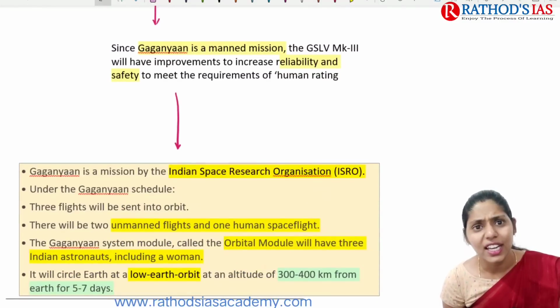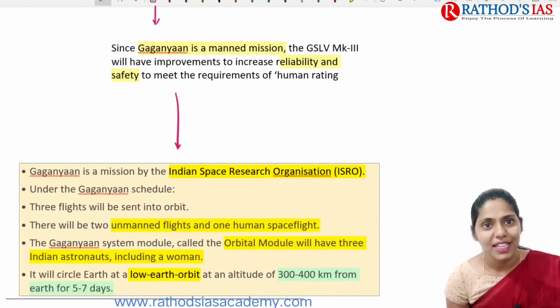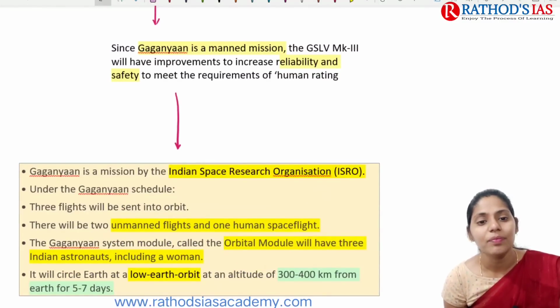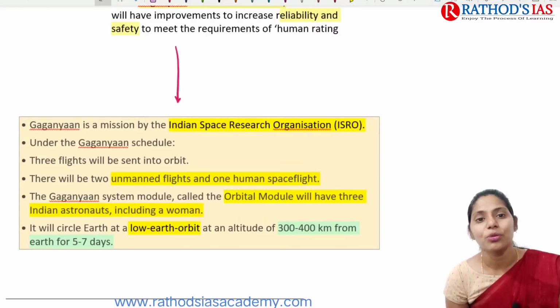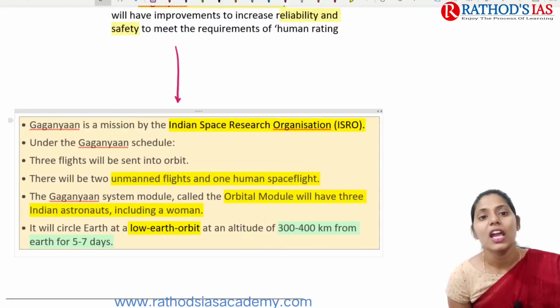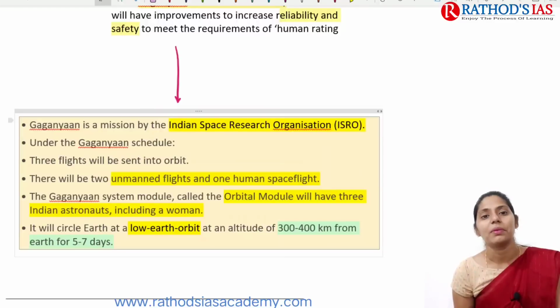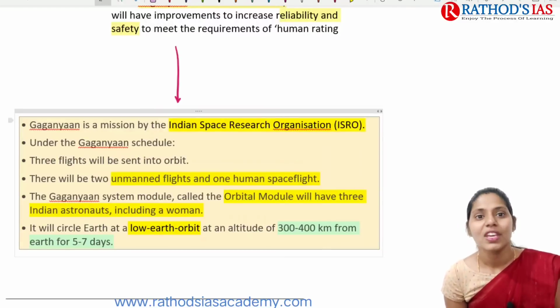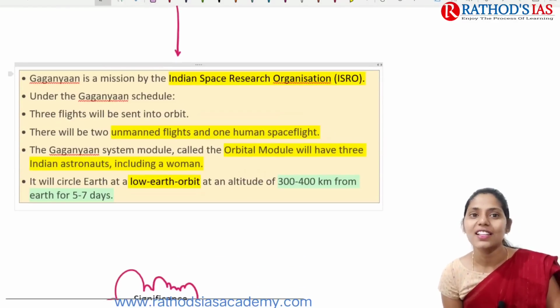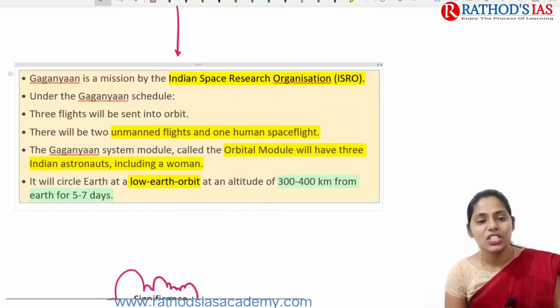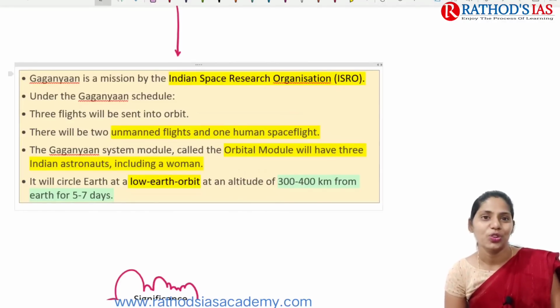Actually, this Gaganyaan is a manned mission, mainly carried out through the GSLV Mark 3, and it will have some improvements in increasing reliability as well as safety to meet the requirements of human beings. If you are talking about some facts regarding this Gaganyaan mission, which is mainly by ISRO, you have to remember this: under this mission there are about 3 flights which are mainly sent to orbit.